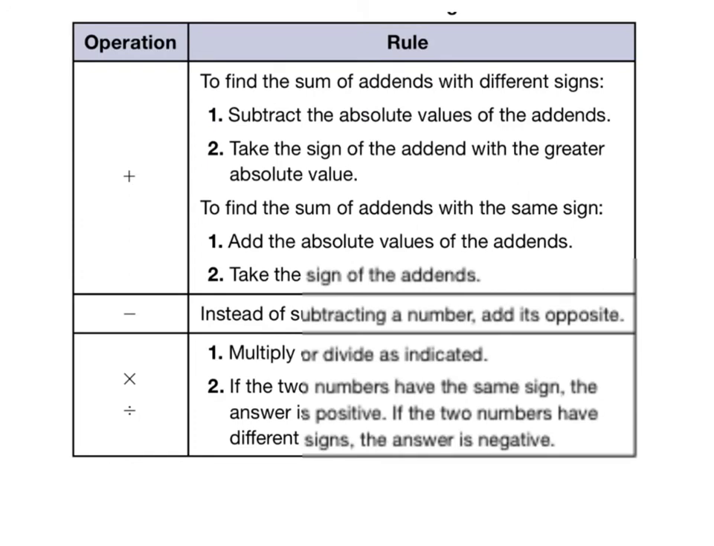Okay, so here is a box that I would like in your notes that summarizes all the rules for integers. First, you have the rule for adding. When you add the integers, it says you subtract the absolute values of the addends. So if you have different signs, you subtract basically and take the sign with the greater value. So the rule for adding, and you can abbreviate this, to find the sum with different signs, subtract and take the sign with the greater value. Then it says to find the sum with the same sign, you add and you keep the sign.